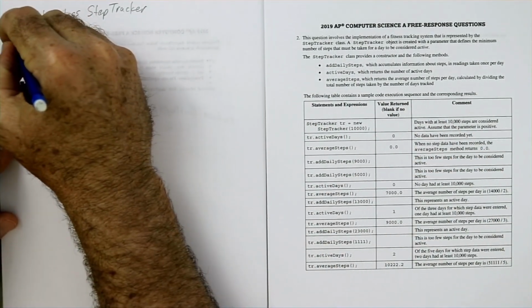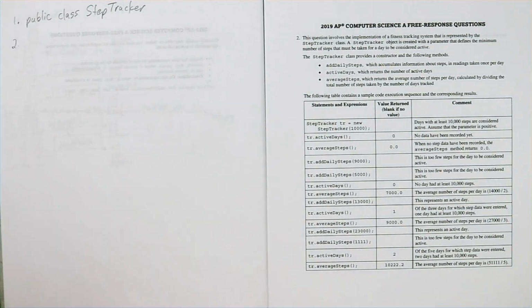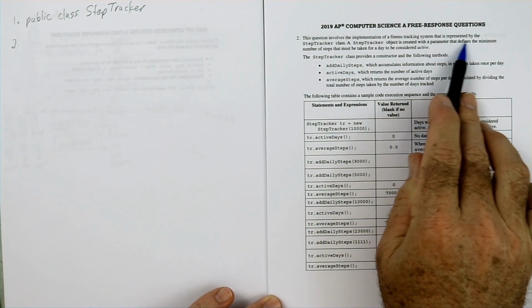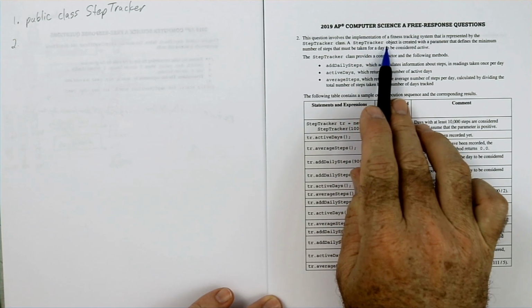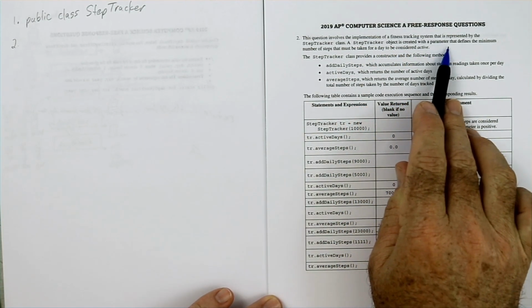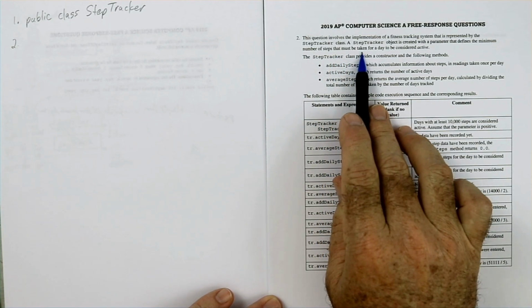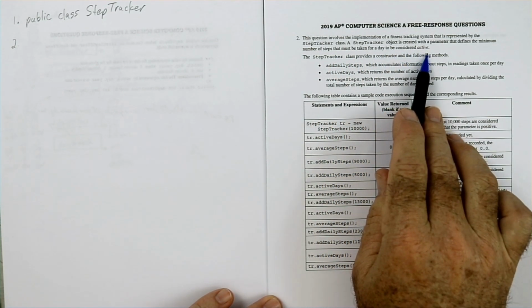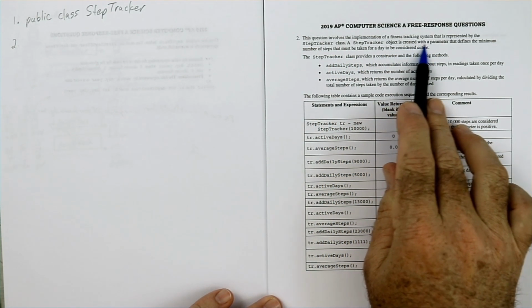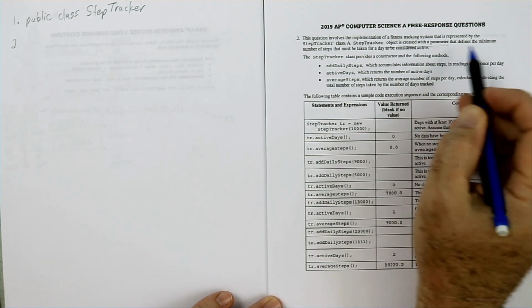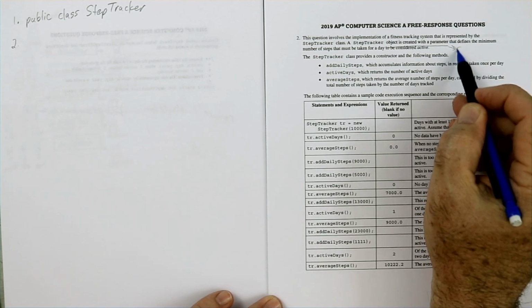Second, they want instance variables. Now in this one, I think they give you instance variables. Let's read it. This question involves the implementation of a fitness tracking system that is represented by the StepTracker class. A StepTracker object is created with a parameter that defines the minimum number of steps that must be taken for the day to be considered active. So when it says the object is created with a parameter, now you have to start thinking constructor.